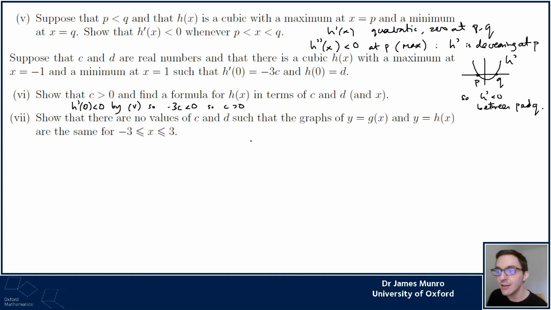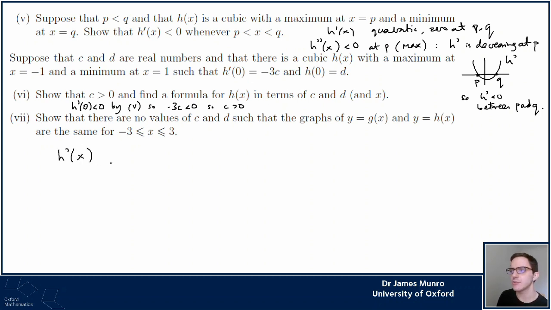Harder part of the question, find a formula for h of x in terms of c and d at x. Okay, it's going to be a function of x because it's a cubic. It's going to have an x cubed term in it. We know it's got a maximum at x equals minus 1 and a minimum at x equals 1. I think I want to think about h prime of x. That worked well for me in part 5.